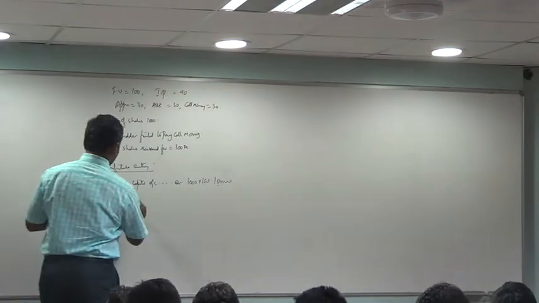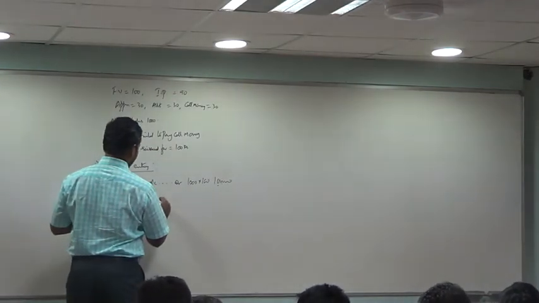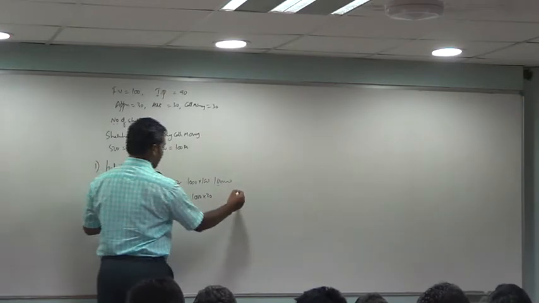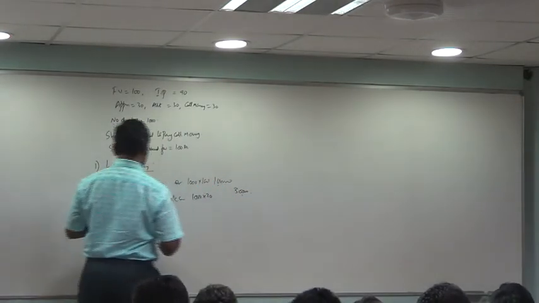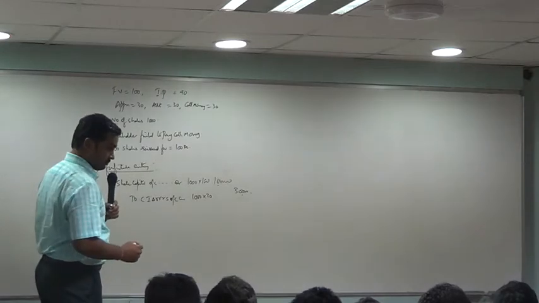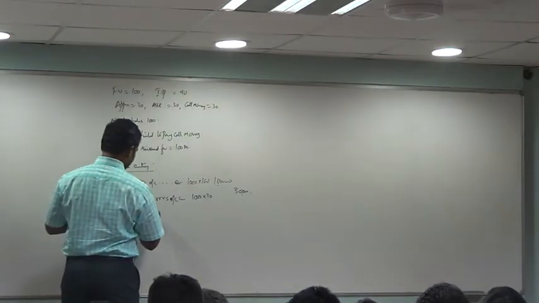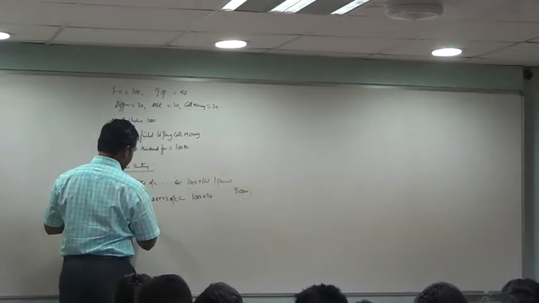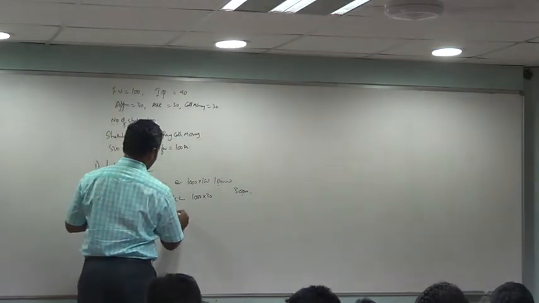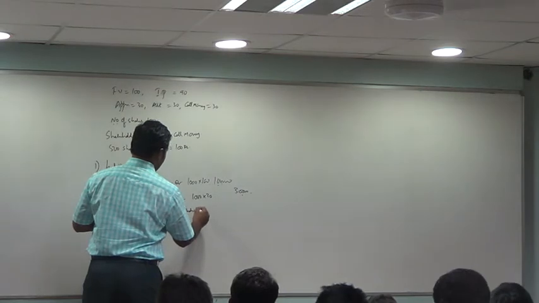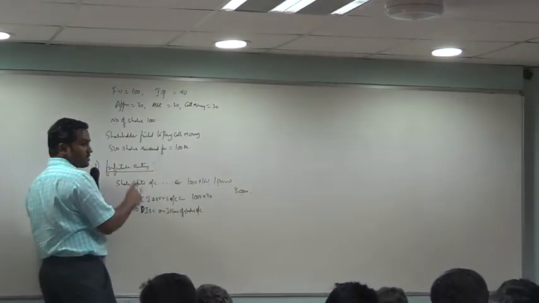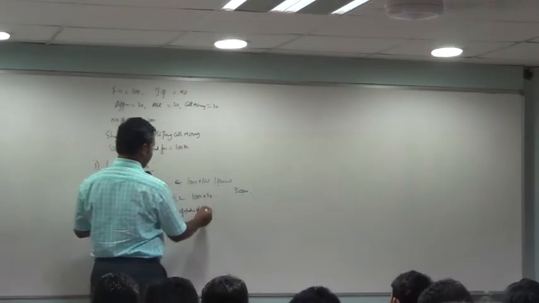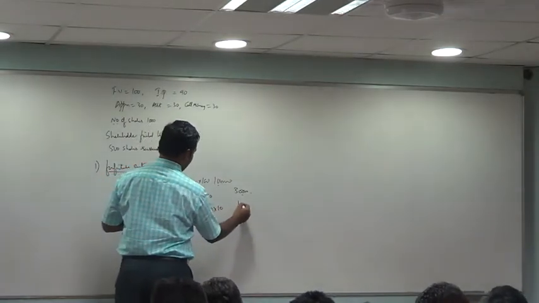Next, to calls in arrears. How much amount is in arrears? 1000 into 30, because he failed to pay only call money. To calls in arrears 30,000. To discount on issue of shares. We have to cancel discount also. At the time of issue of shares, how much discount was given? 10 rupee discount was given. At the time of allotment 10 rupees discount would have been debited. Now cancel it. 1000 into 10, 10,000.